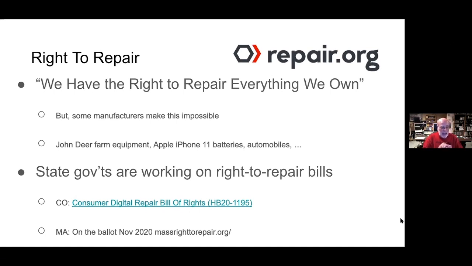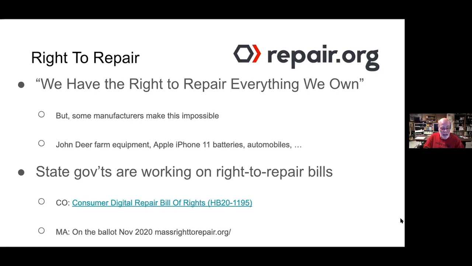Good news is our state governments are working on right to repair bills. In fact, in Colorado, we have the Consumer Digital Repair Bill of Rights, something I was testifying on in a hearing, but it got tabled because of COVID, because our legislature wasn't able to meet, and this didn't make the popular list. Maybe next term we'll do this, I hope so.